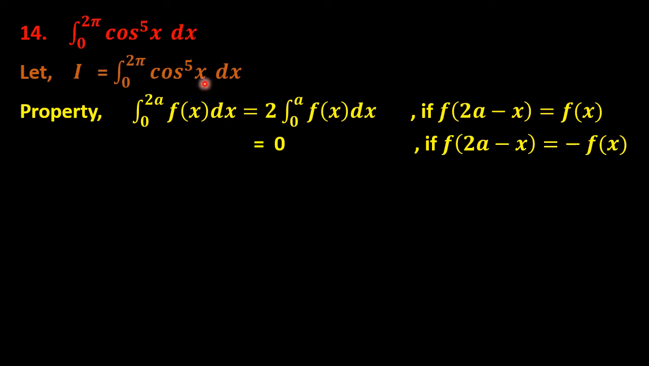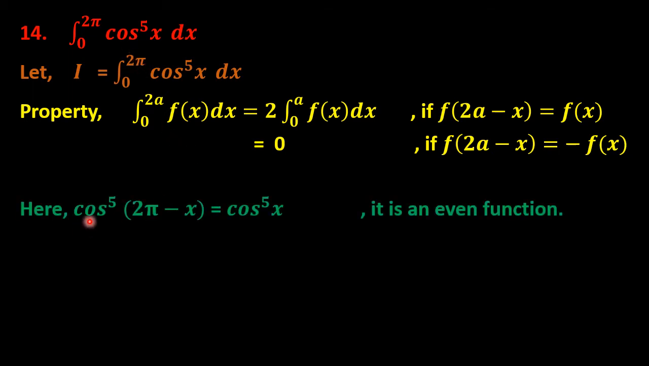First we have to check whether the function is an even function or an odd function. So we replace x by 2 pi minus x: cos 5 times (2 pi minus x) is cos 5x. So there is no negative sign in front, so it is an even function. So we have to use the upper one.